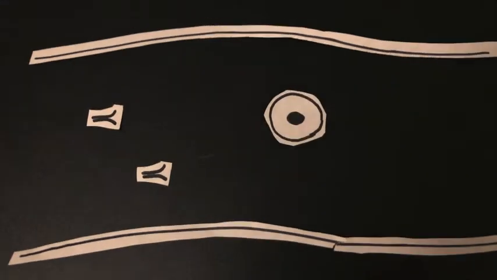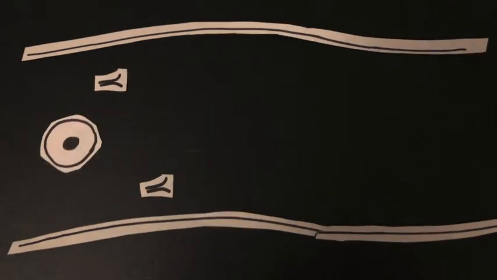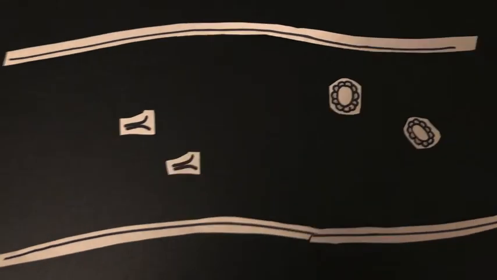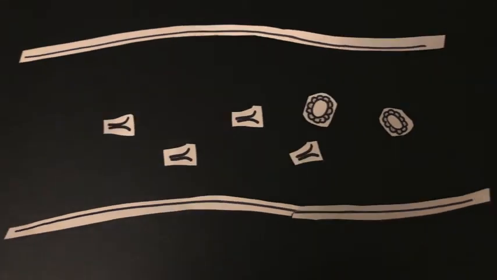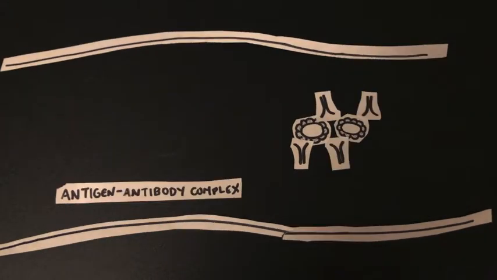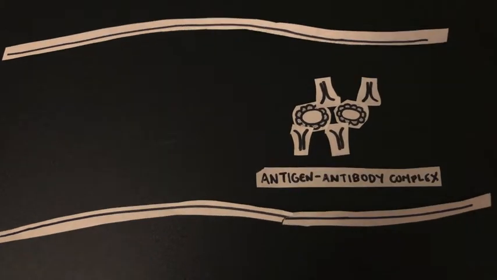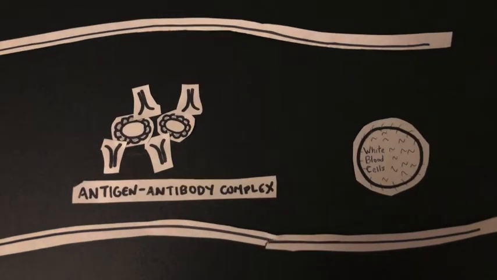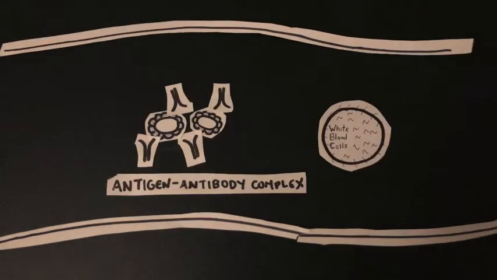pathogens. Antibodies travel through the body mainly in the blood, looking to form an antigen-antibody complex with the antigen of invaders. If successful, pathogen activity is heavily reduced and the complex signals for phagocytosis of the marked pathogen.